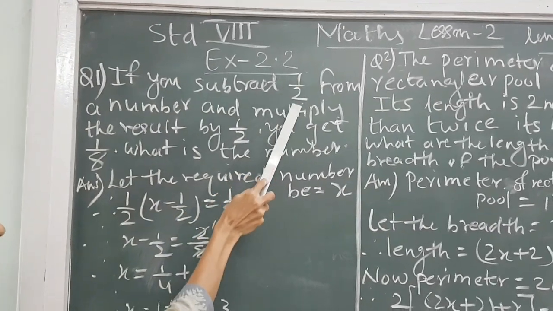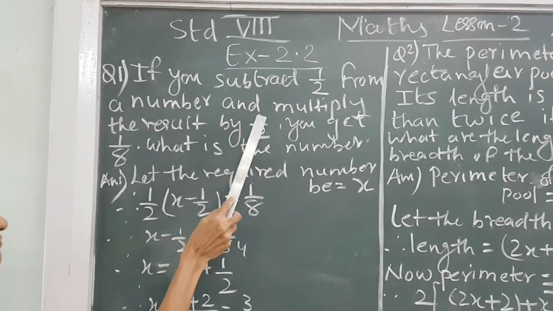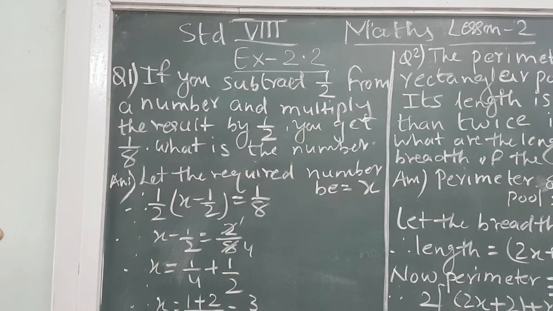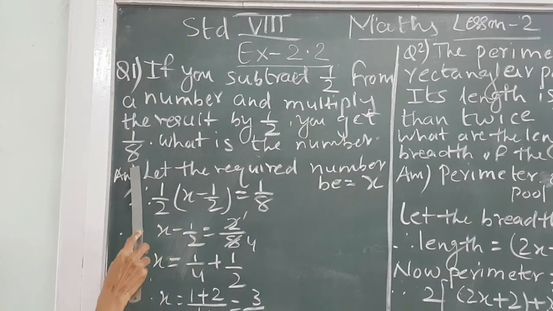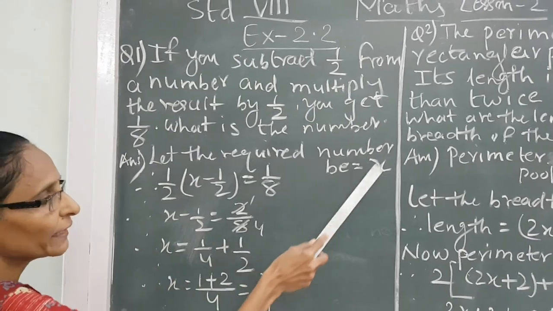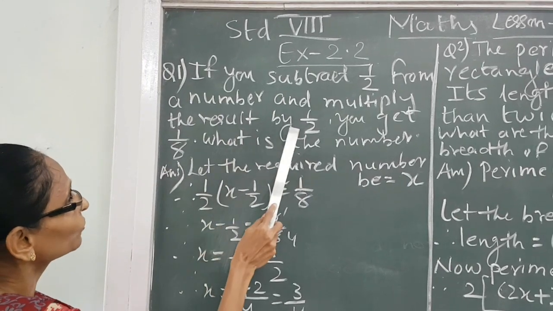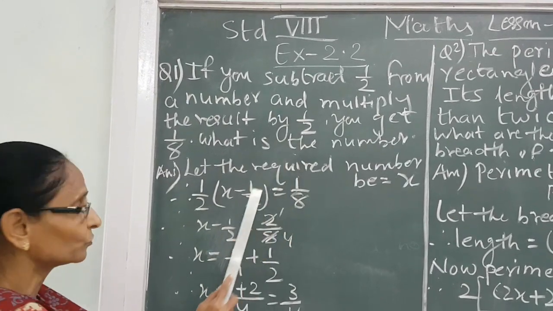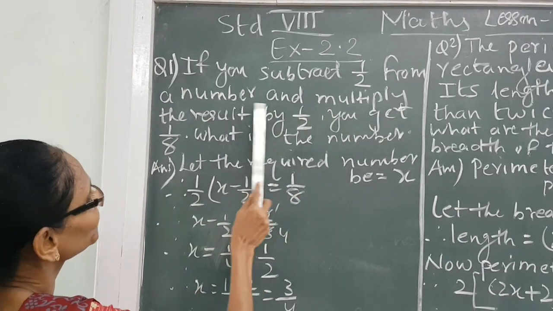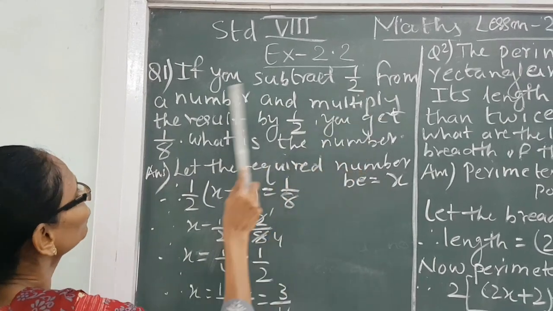If you subtract 1/2 from a number and multiply the result by 1/2, you get 1/8. What is the number? First, let the required number be x. Therefore 1/2, 1/2, why? Because the result is multiplied by 1/2: 1/2 (x minus 1/2), because you are subtracting 1/2 from the given number.